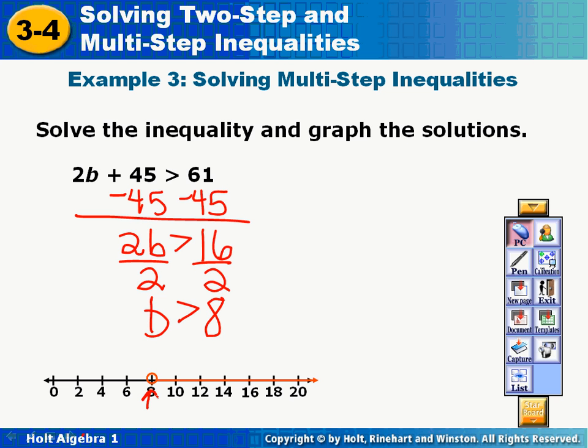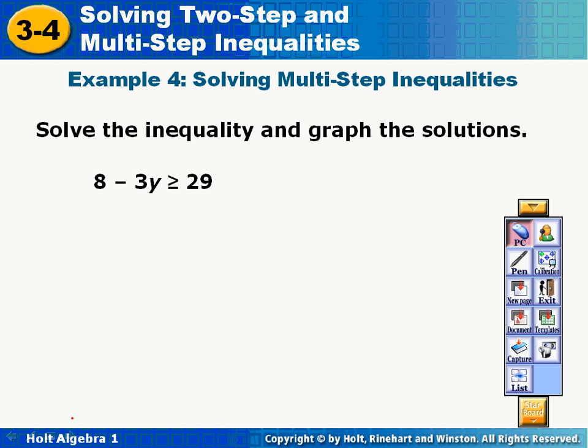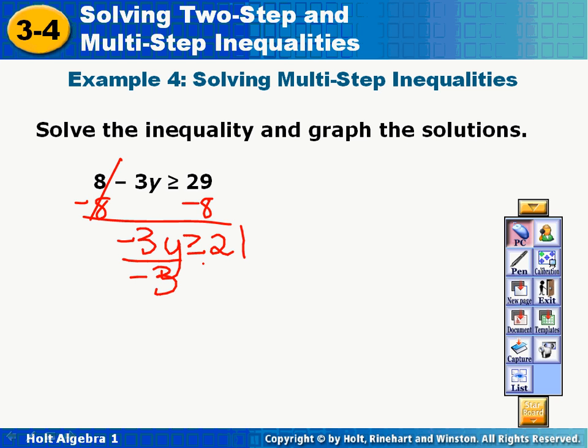Put 8 on your number line. On this specific example, I went by 2's. And if you notice, greater than 8 is shaded to the right. Okay, example 4. Go ahead and write it down. And we have to use inverse operations to move the 8 over. Since the 8 is positive, I have to subtract 8. Okay, then using inverse operations, divide by negative 3. And remember, when you divide by a negative, it flips the sign, and that becomes negative 7.